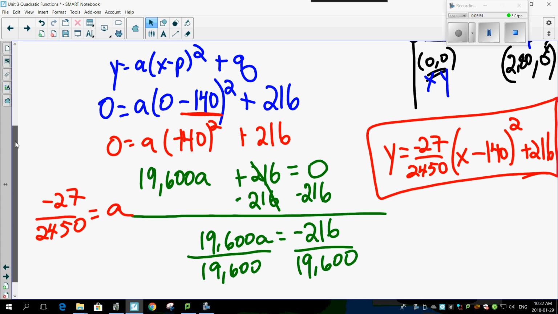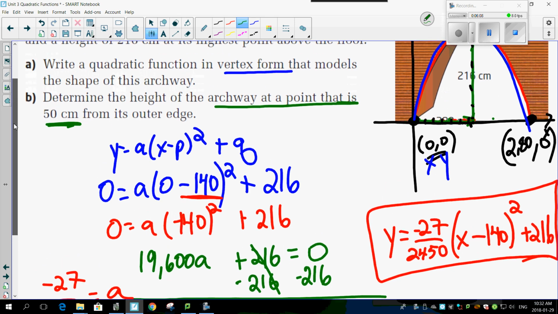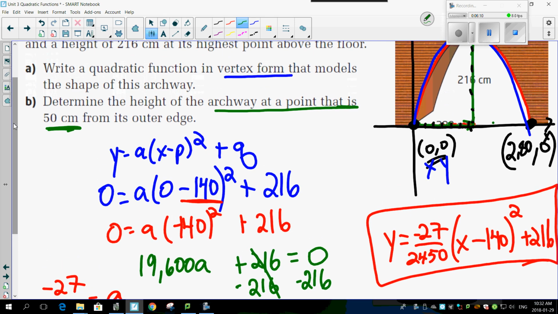Now, check out what else it asks you here. It says, what is the height of the archway at the point which is 50 centimeters from its outer edge? What does that mean? What are they talking about here? What they're talking about here is this. At a point out here, which is at 50 centimeters, they want to know, how tall is this archway?